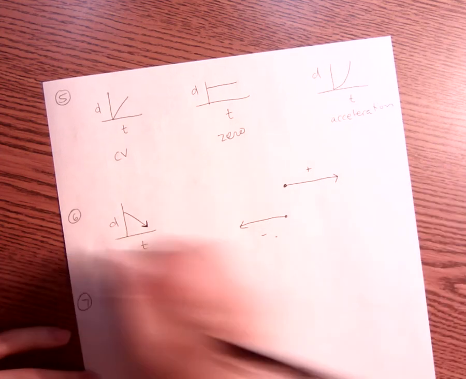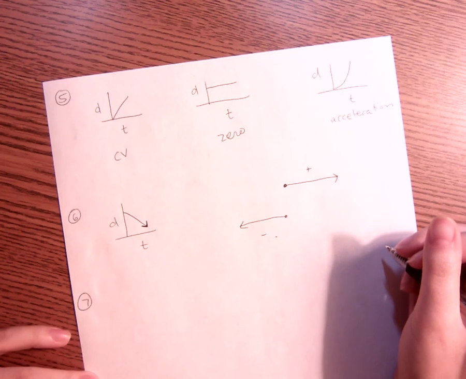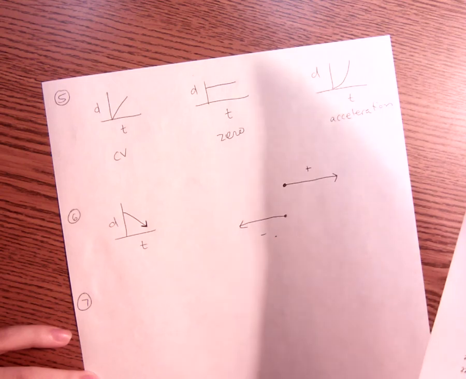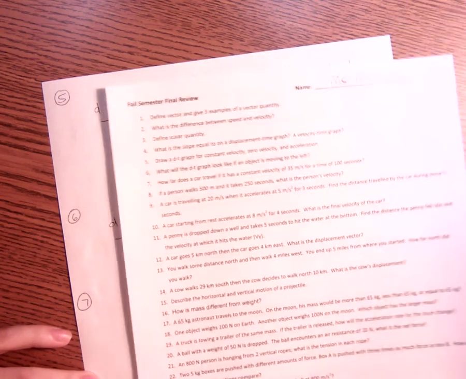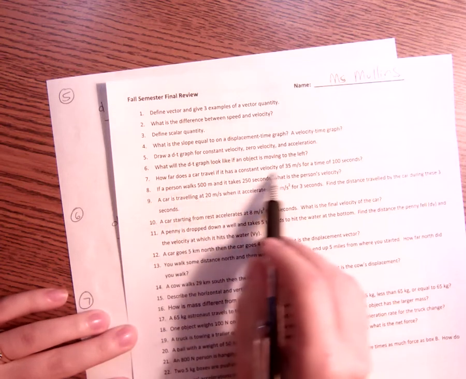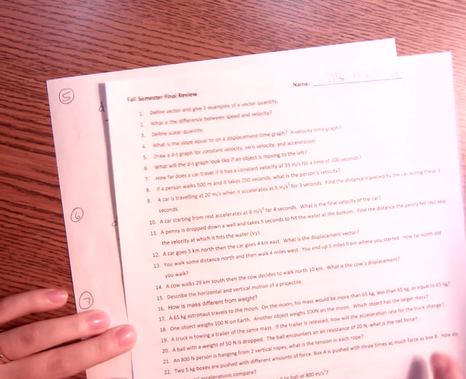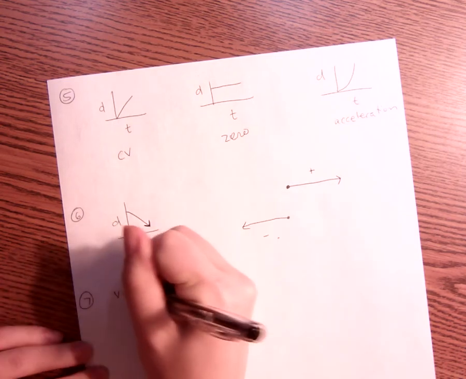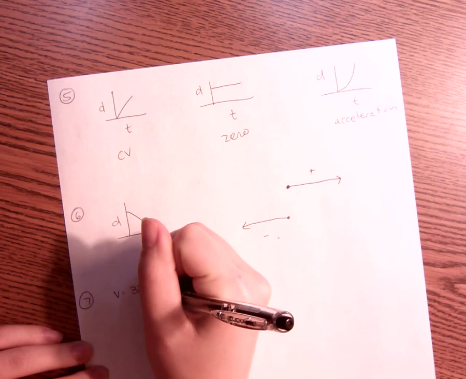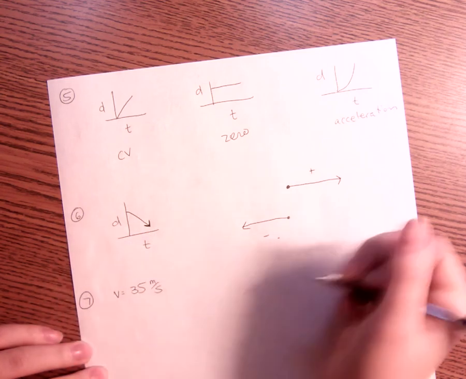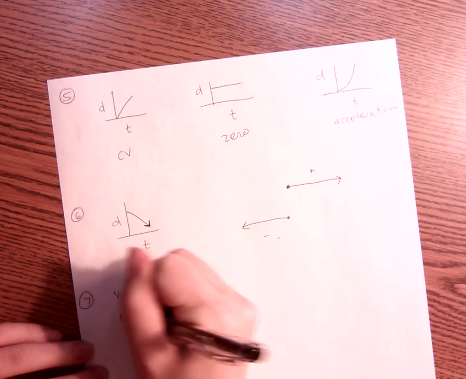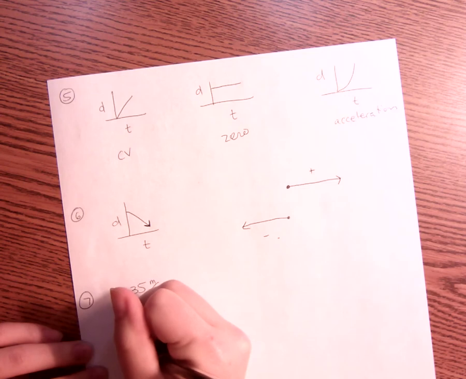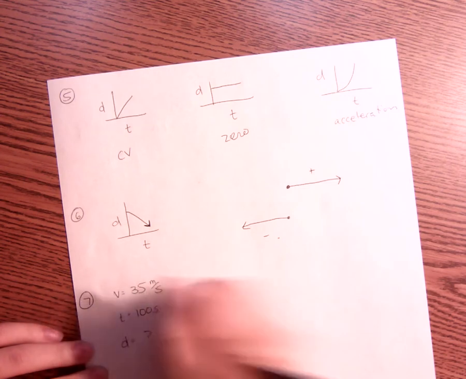Number 7. How far does a car travel if it has a constant velocity of 35 meters per second for a time of 100 seconds? So this problem right here. What do we know? Velocity equals 35 meters per second. Time equals 100 seconds. We're solving for how far. That means distance.